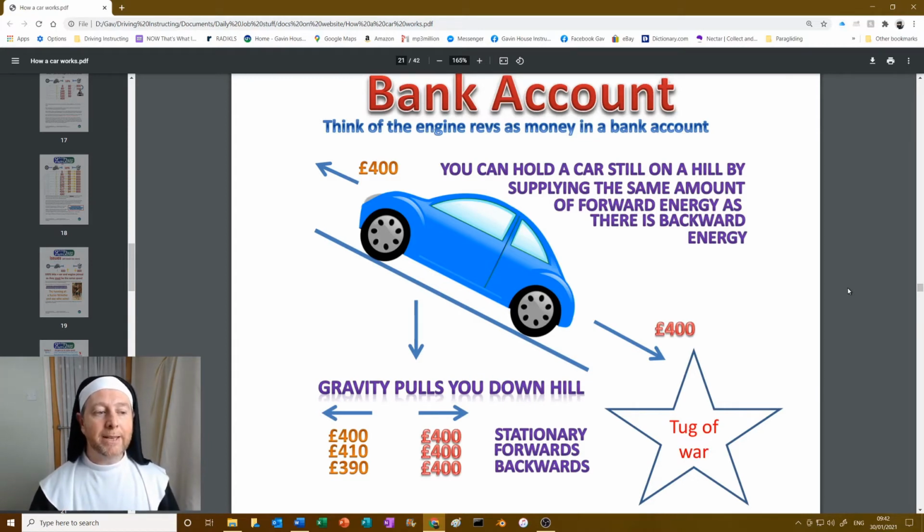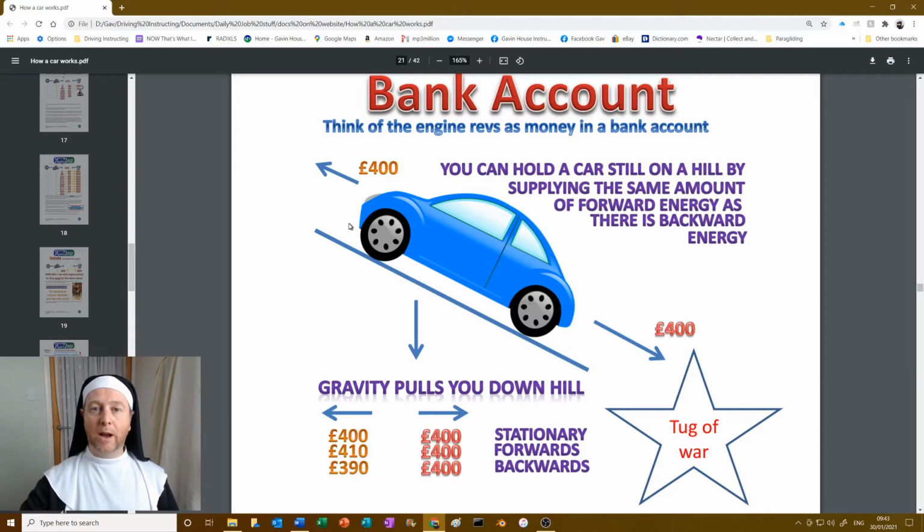Now, let's say gravity is pulling us down. This car, we're on a hill, it's pulling us down and therefore backwards. And it's pulling us with a force of 400 pounds. So let's pretend gravity has spent 400 pounds to pull us backwards. If we spent 400 pounds in forward motion, they would cancel each other out and the vehicle would stay still on the hill, as we have here. So 400 pounds in each direction, we are stationary. As soon as one of them wins over the other, you will either go forwards or backwards.